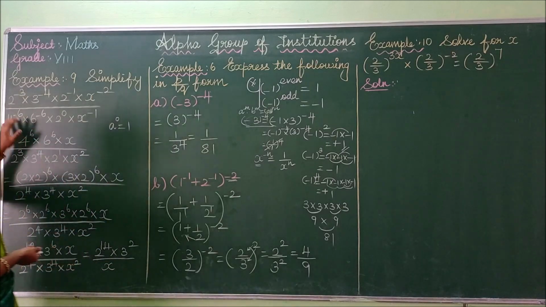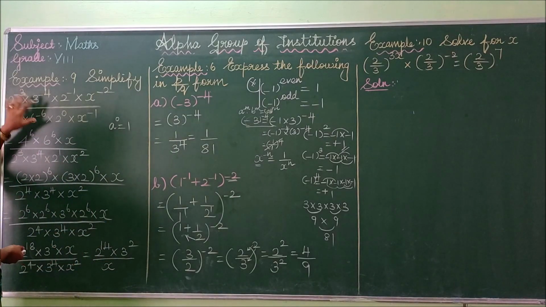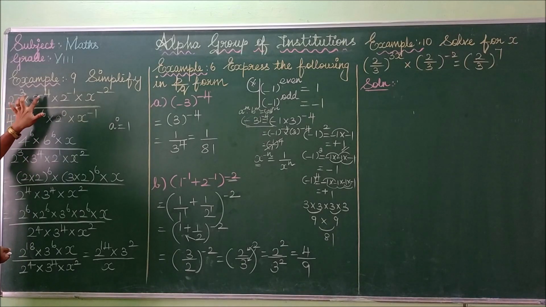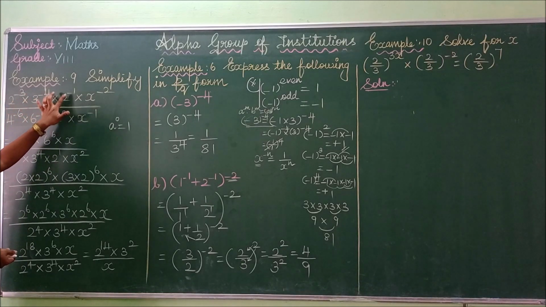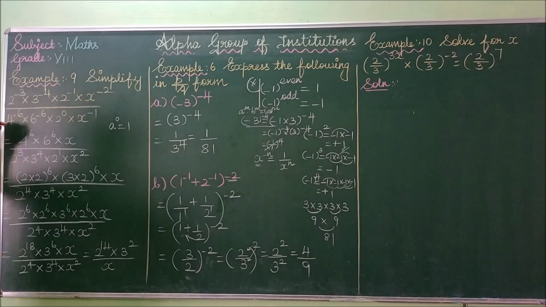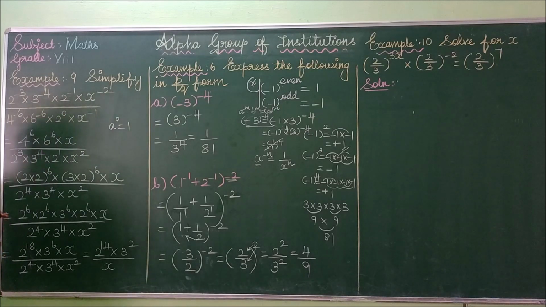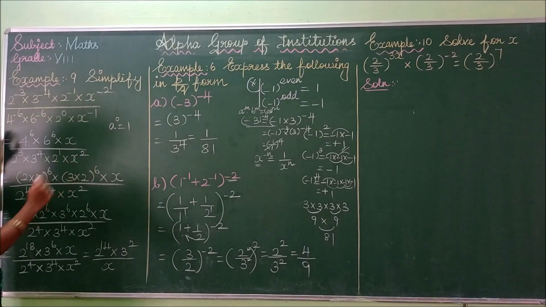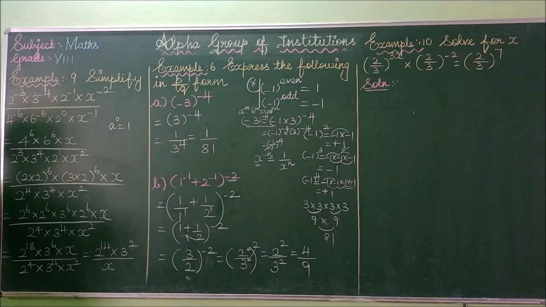So listen to the next example, number 9. Simplify (2 power -3 into 3 power -4 into 2 power -1 into x power -2) whole divided by (4 power -6 into 6 power -6 into 2 power 0 into x power -1). This is also the same format, x power -n, which is what? 1 divided by x power n.